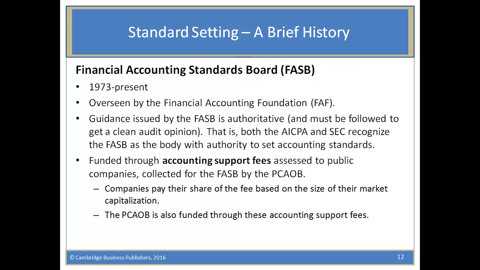The FASB is the current standard-setting body. It is overseen by the Financial Accounting Foundation. Guidance issued by the FASB is authoritative, must be followed to get a clean audit opinion. Both the AICPA and SEC recognize the FASB as the body with the authority to set accounting standards. The funding is through accounting support fees assessed to public companies.